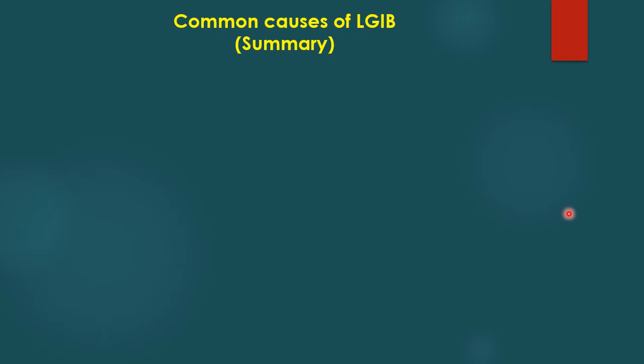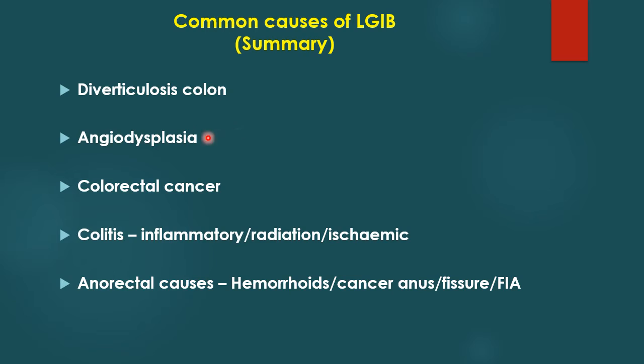Common causes of lower GI bleed. These are the 5 most common causes of lower GI bleed in our country: diverticulosis, angiodysplasia, colorectal cancer, colitis of various causes, inflammatory, radiation, ischemic, and anorectal causes, especially hemorrhoids, cancer of the anus, fissure in anus, and even fistula in anus.